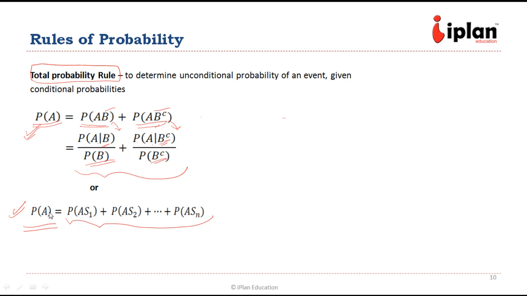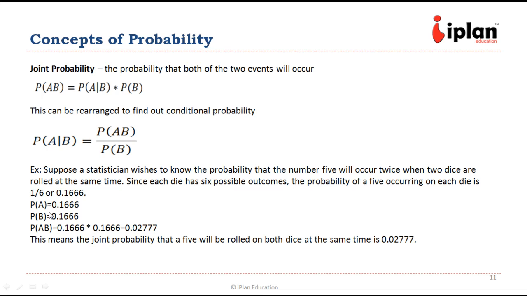Now let us look at another important concept, which is joint probability. We have already seen it. This is the probability of both events occurring together. This is given by the formula of conditional probability of A given B into probability of event B. So this is the joint probability of A and B. This can be rearranged to calculate the conditional probability, the same formula which we have used earlier. Let us take an example.